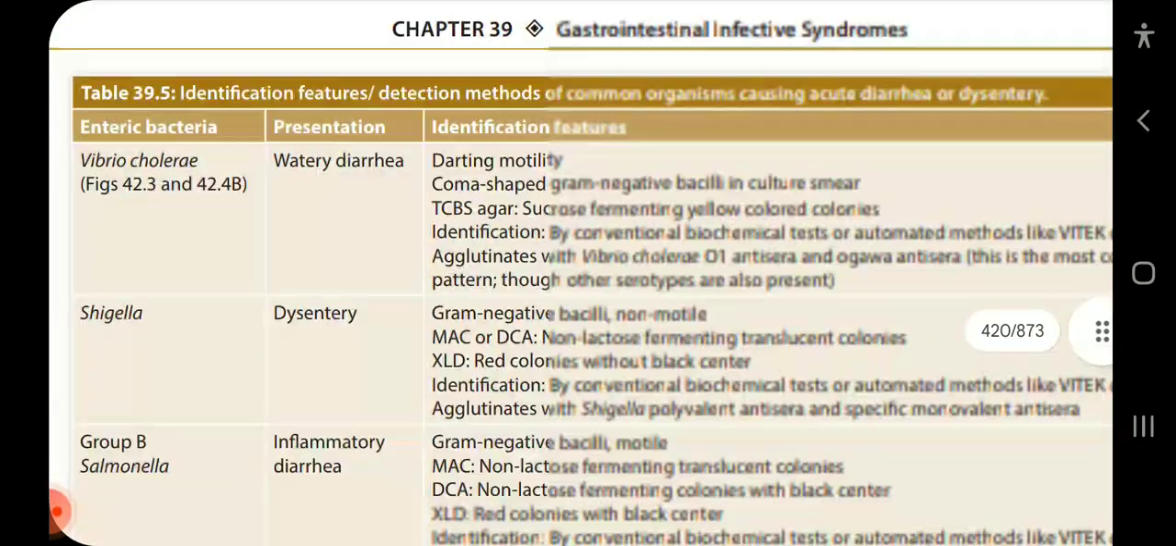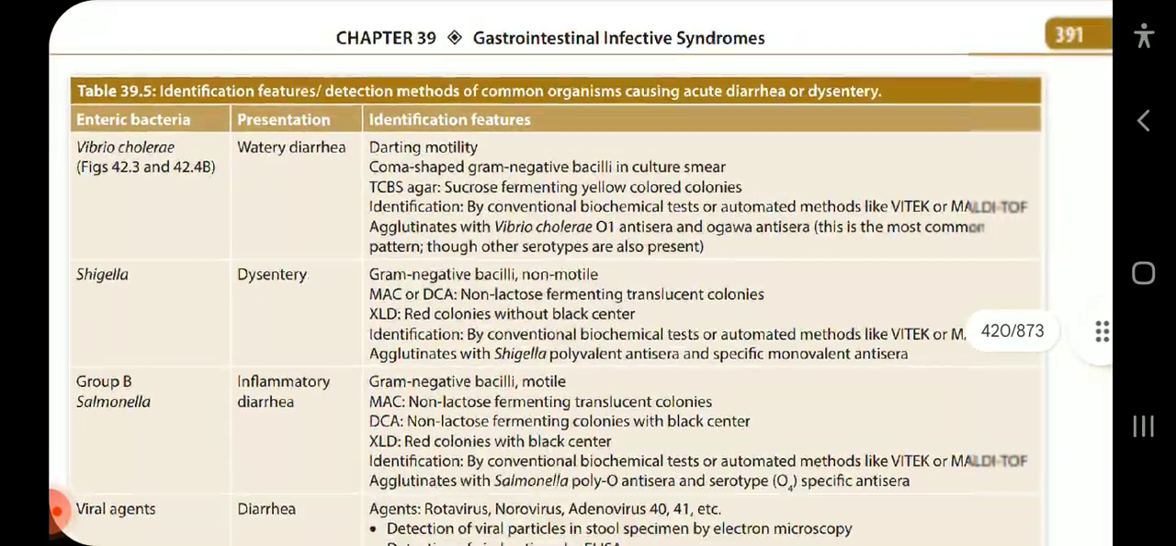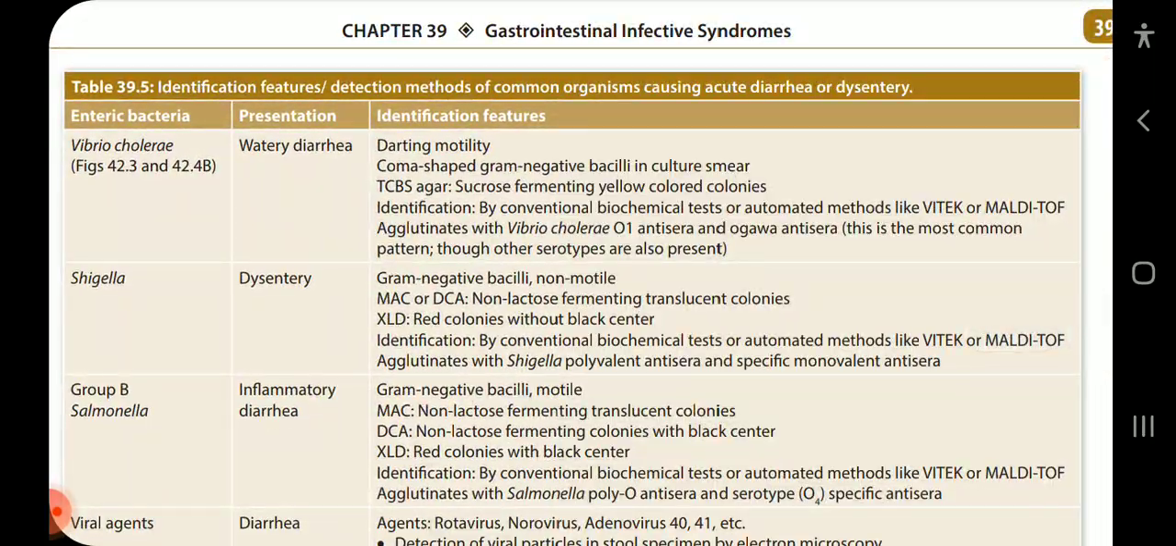Identification features or detection methods of common organisms causing acute diarrhea or dysentery. First comes Vibrio cholerae, which causes watery diarrhea. Identification features: darting motility, comma-shaped gram-negative bacilli in culture smear. TCBS agar: sucrose fermenting yellow-colored colonies. Identification by conventional biochemical tests or automated methods like Vitek or MALDI-TOF. Agglutinates with Vibrio cholerae O1 antisera and Ogawa antisera. This is the most common pattern, though other serotypes are also present.